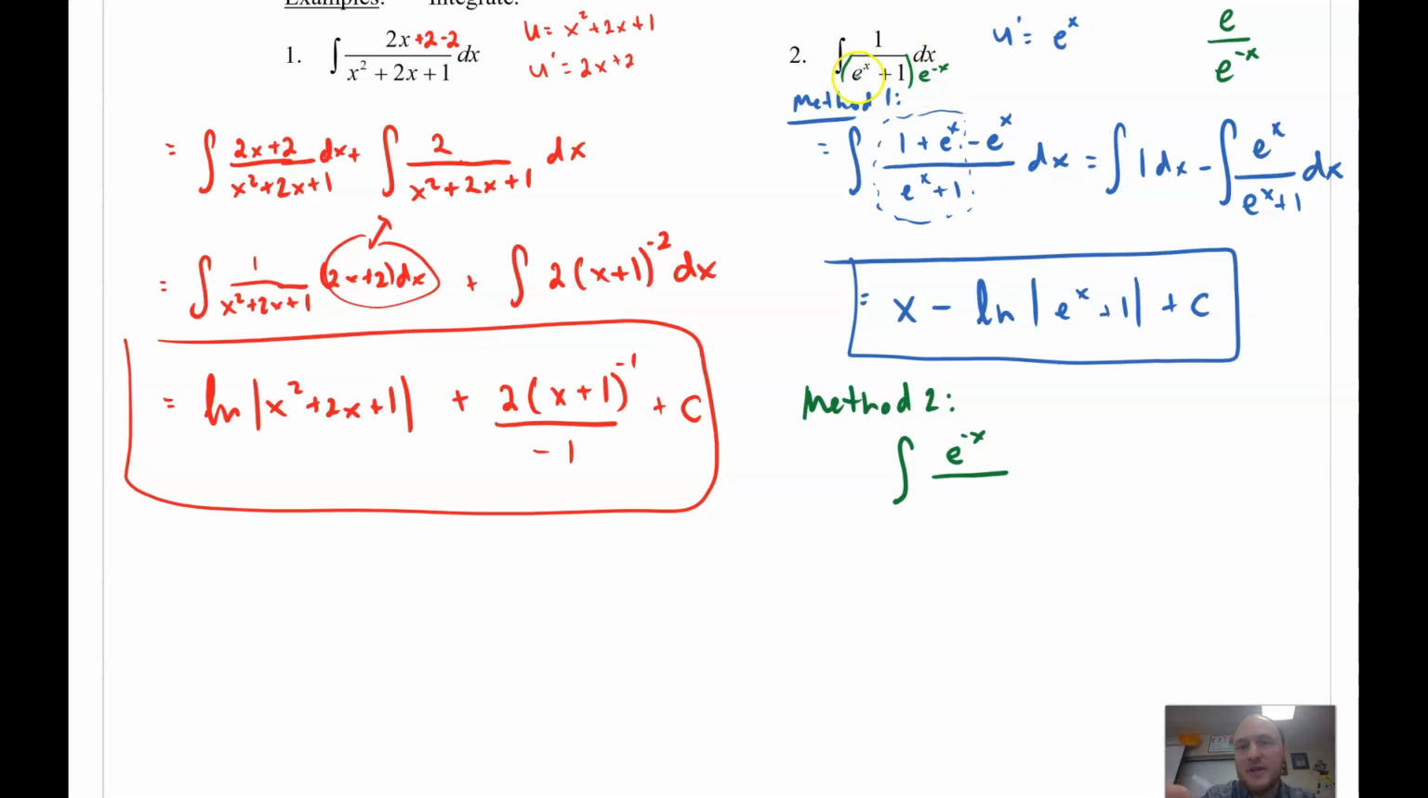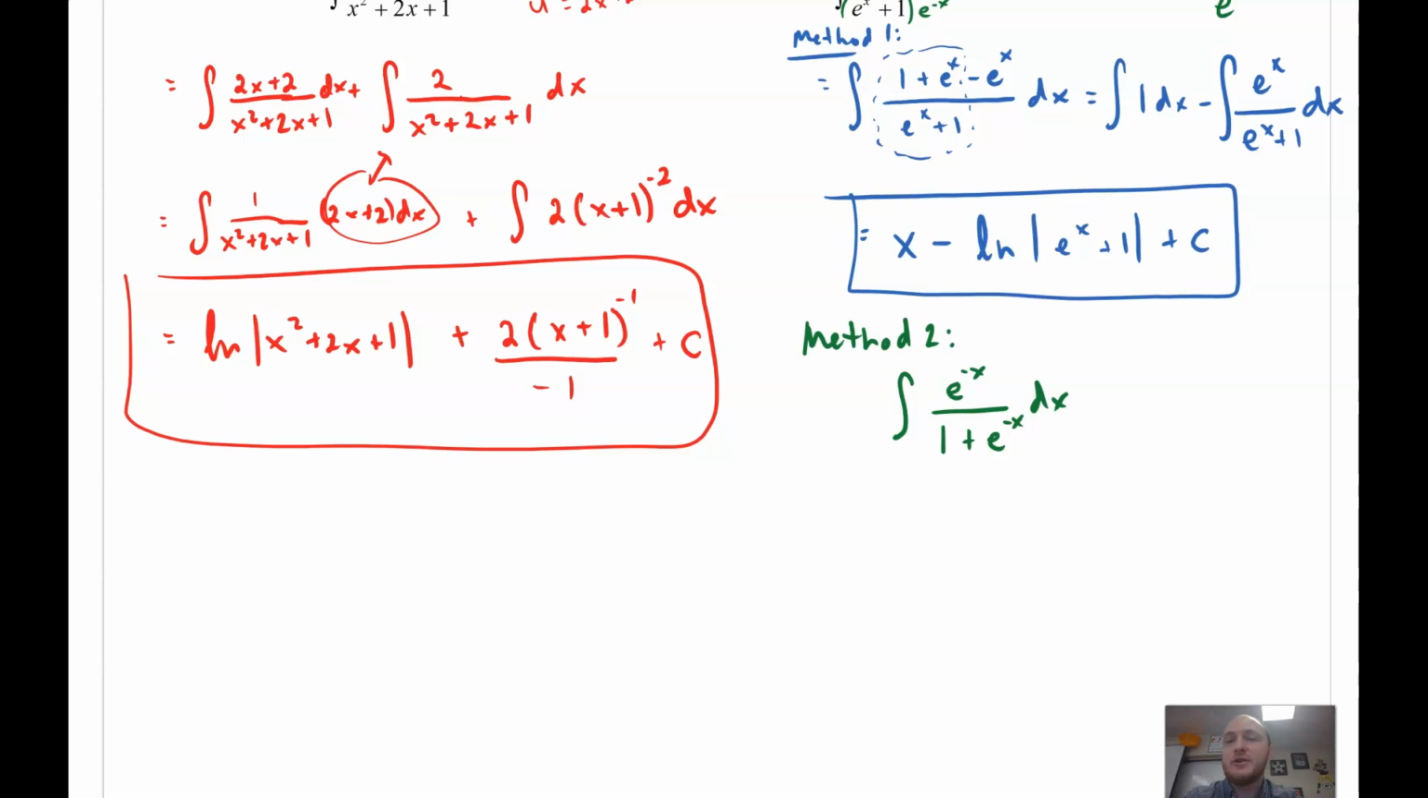Okay, and if I distribute this, e to the x times e to the negative x gives us e to the power of 0, which is 1, plus e to the negative x dx. Okay, so why did you do that? What was the purpose? Well, now my denominator is e to the negative x plus 1.